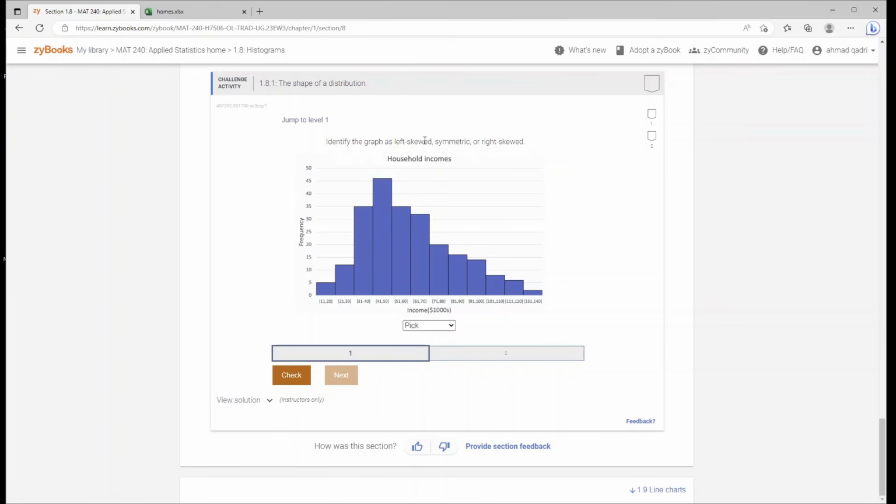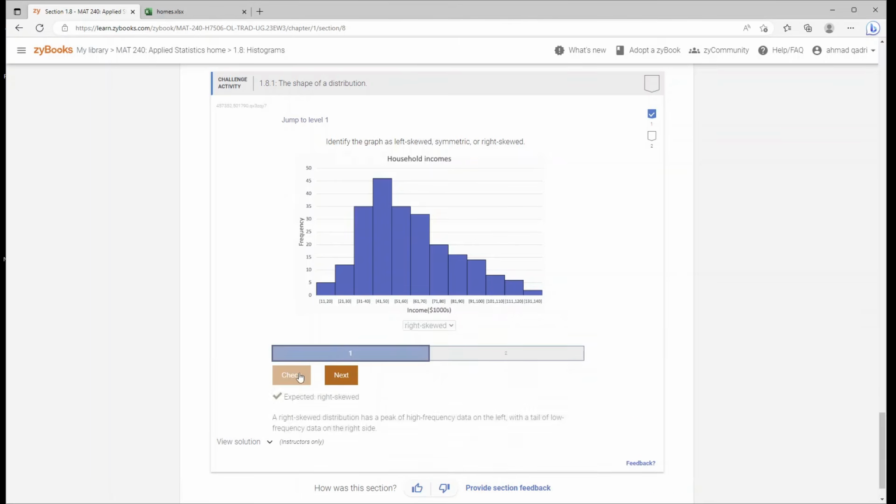And recall that the left skew is a distribution in which the tail of the distribution is on the left side. So you have outliers on the left side of the distribution. Whereas the right skew is where the tail is on the right side of the distribution. And so therefore the outliers are on the right side of the distribution. In this scenario, we can see that the tail is on the right side of the distribution. The outliers tend to be on the right side here. So the correct answer is that this is right skewed.